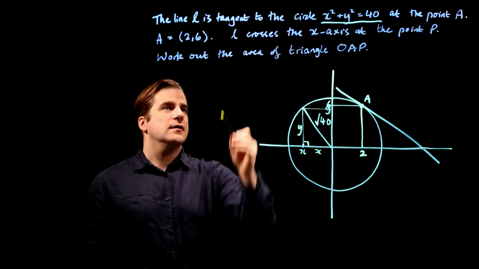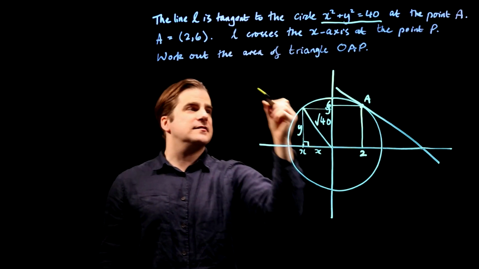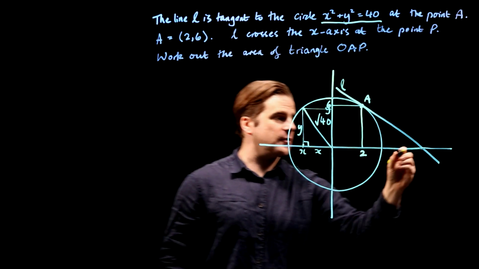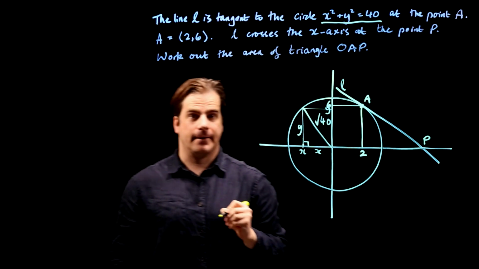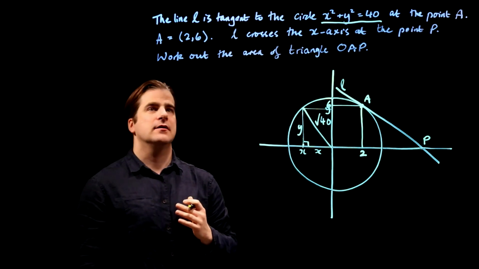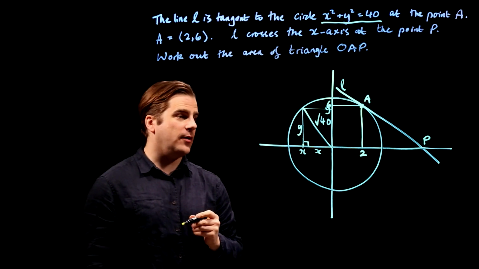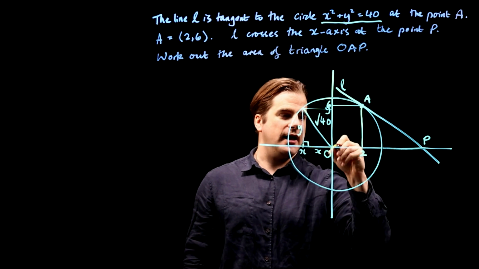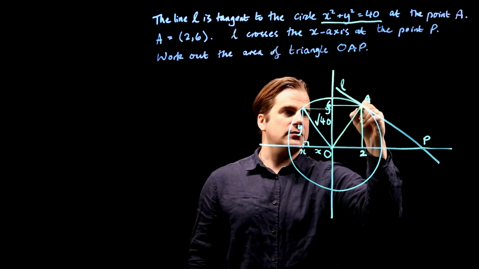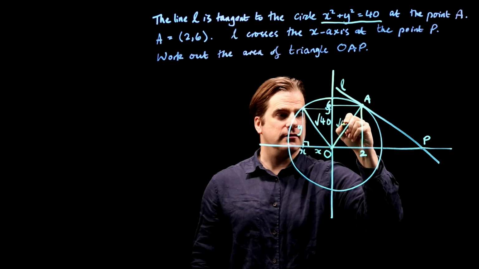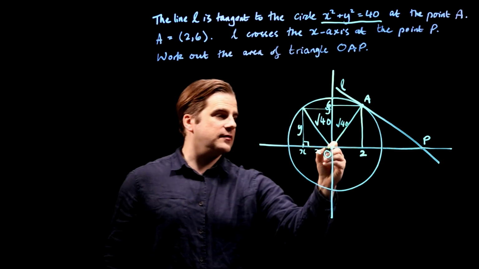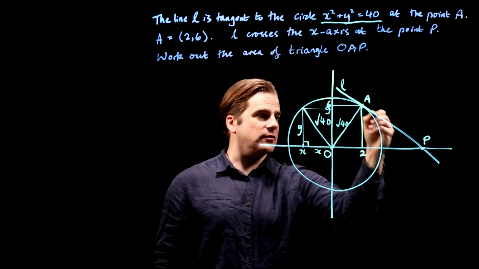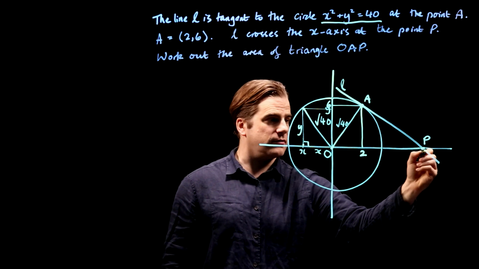What else? L is the tangent, so that line is L. And L crosses the x-axis at the point P, so that's P. You see, we're building it up. Work out the area of triangle OAP. Well, O is the origin there. So O to A, well, that's root 40. It's the radius of the circle. So we know O to A. O to A to P, there's our triangle. We need the area of this triangle.